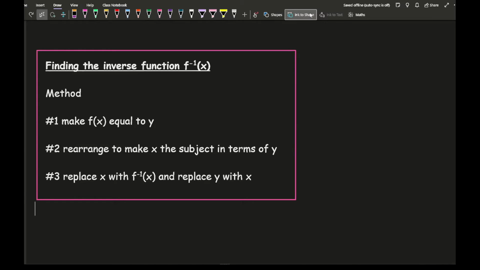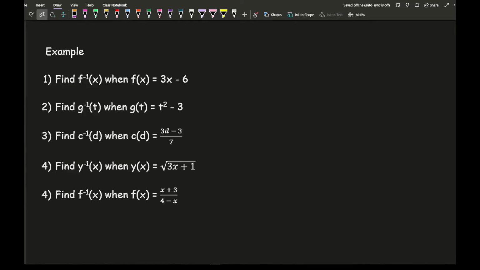So the first thing you want to do is make f of x equal to y. Then you rearrange to make x the subject in terms of y, and then the last step is to replace x with the inverse function of x, or that sort of notation. So let me just put that in inverted commas, and replace y with x, because your inverse function, even though it's going the opposite direction, is still going to involve x. So the best way to make sense of those steps is to actually work through some examples.